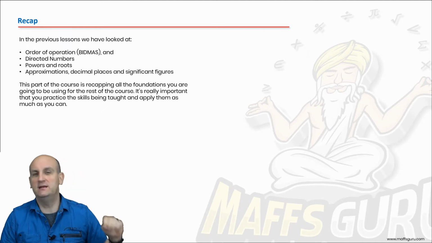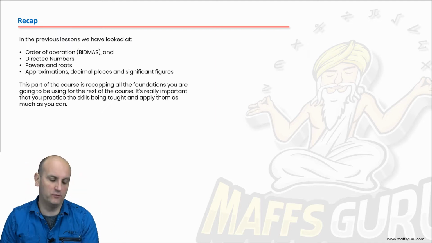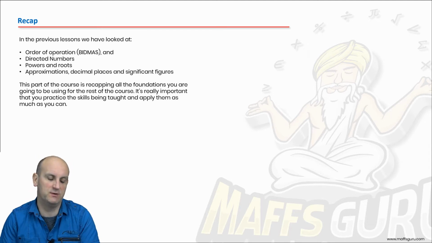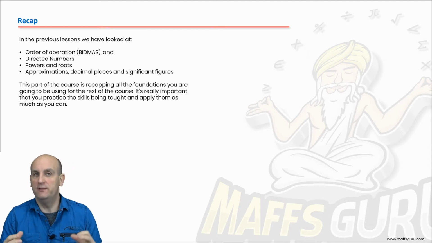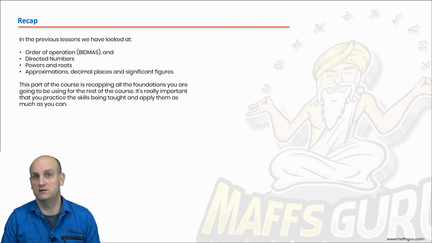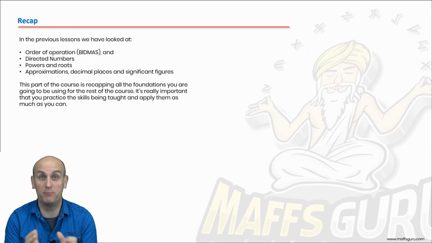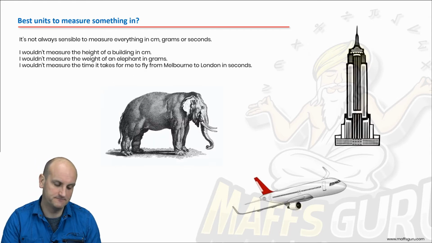Now, we've so far dealt in this series of videos with order of operations, directed numbers, powers, and we've dealt with approximations, decimal places, and significant figures. These videos are a foundation for the rest of the course. Being able to round to decimal places, understand what powers are, add and subtract negative numbers, and to do it in the right order is going to be critical to your success. And the more you practice, I promise you, the better you're going to be.